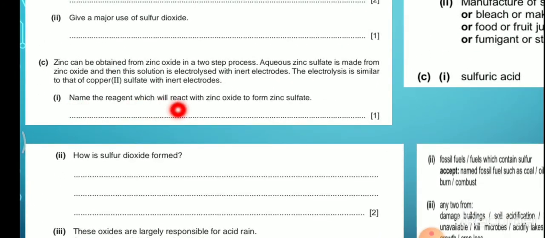Let's see this question here. Name the reagent which will react with zinc oxide to form zinc sulfate. So you need to read this all now. Zinc can be obtained from zinc oxide in two processes. Aqueous zinc sulfate is made from zinc oxide and the solution is electrolyzed with inert electrodes. The electrolysis is similar to that of copper sulfate with inert electrodes. Name the reagent which will react with zinc oxide to form zinc sulfate. Obviously there is sulfate here, so the answer is sulfuric acid, because from oxide you got sulfate. It should be a sulfate reagent. That is, sulfuric acid is the answer.